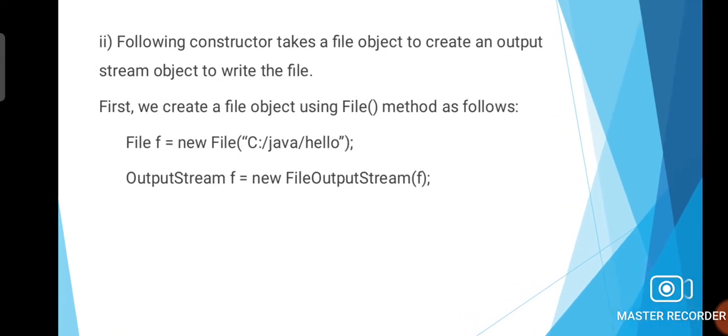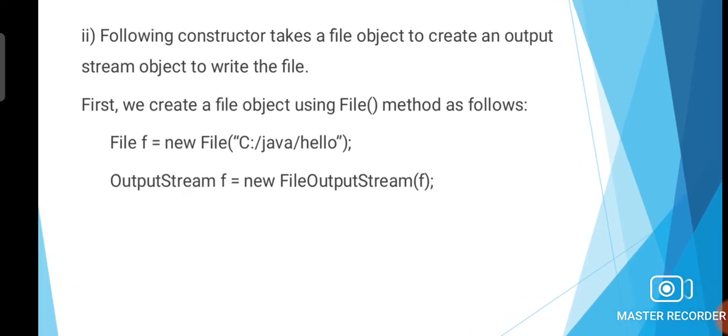The second constructor is used in this manner. The constructor takes the file object to create an output stream object to write the file. Here first of all we are creating a file object f. The file name has to be given as a string, and the entire path of the file has to be given. So the file object f will be created. In the second step, the output stream object will be created under the reference of the file object. On the right hand side we have given the file object inside the bracket, and on the left hand side we are creating the output stream object.